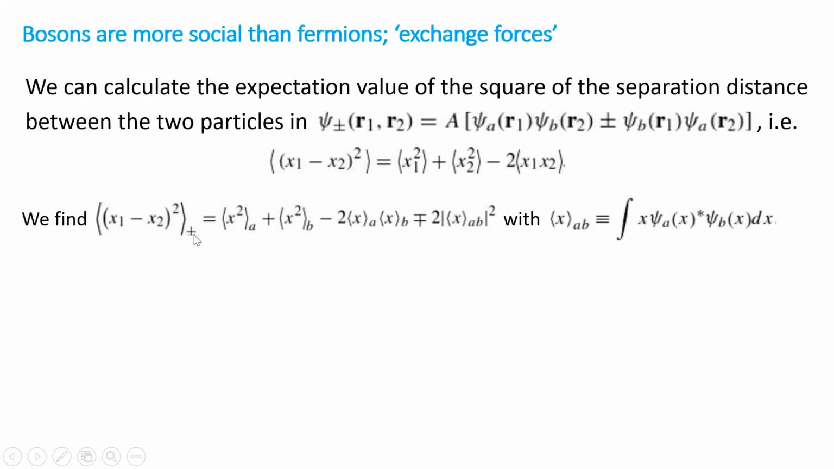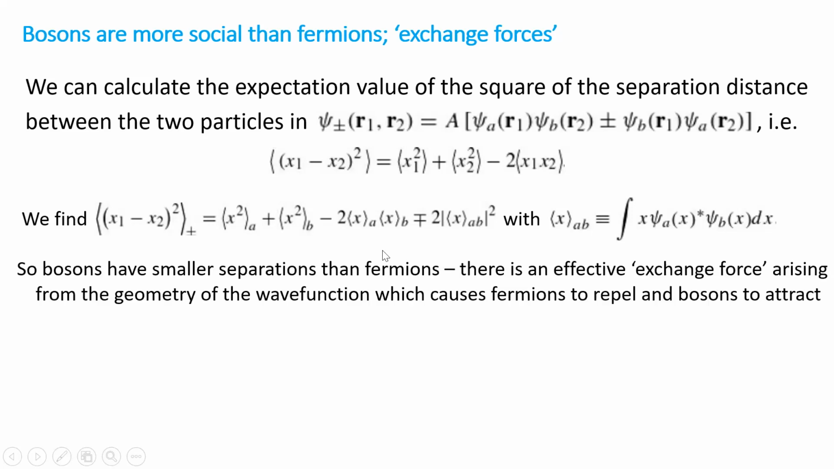So if we have bosons, then our separation distance is going to be this collection here minus a positive number. Whereas if we have fermions, it's this same distance here plus a positive number. So we conclude that bosons have a smaller separation on average than fermions because we subtract off this distance for bosons, whereas we add it for fermions. So fermions tend to be further apart on average than bosons.